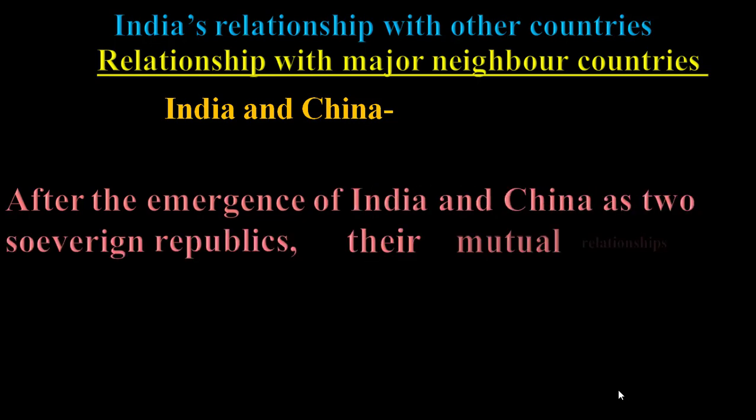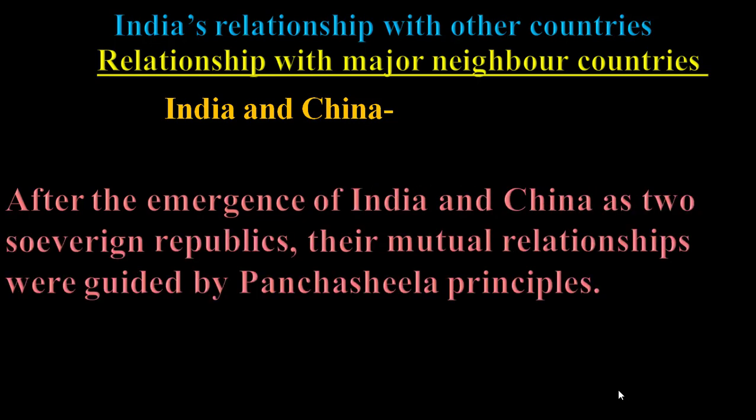After the emergence of India and China as two sovereign republics, not under the control of any other countries, their mutual relationships were guided by the Panchsheel principles. To maintain the mutual relationship, the Panchsheel principles were signed between China and India.